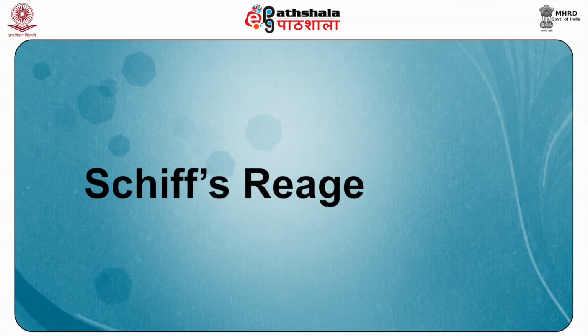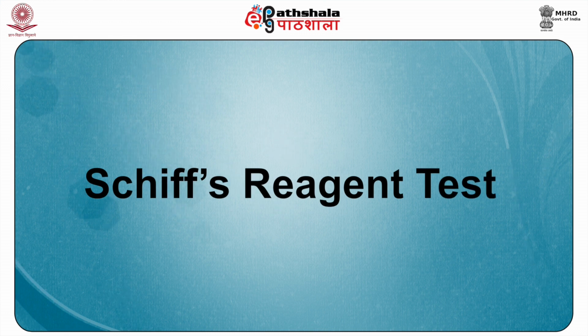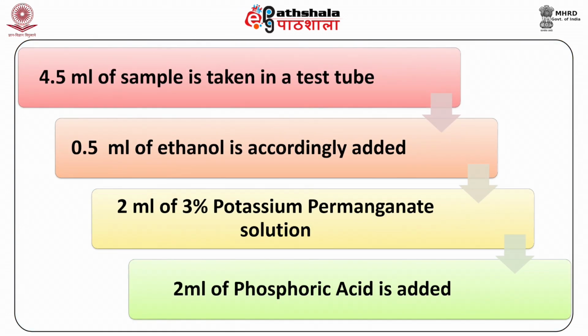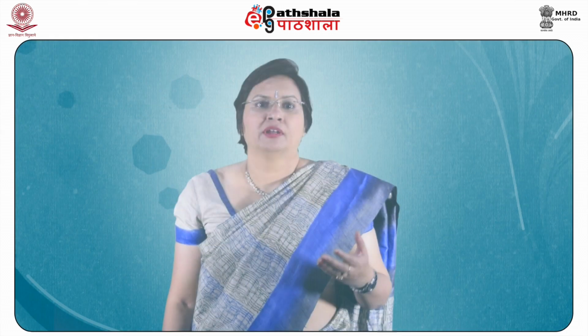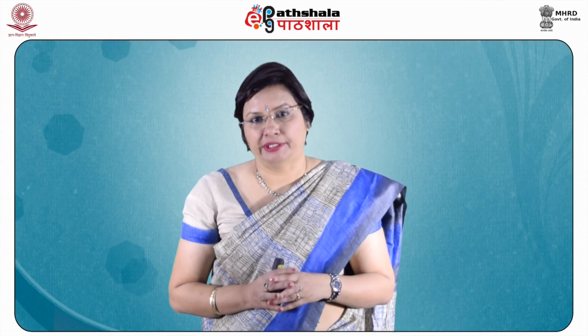Let us now consider another test for methanol, which is the Schiff's reagent test. And how is this done? About 4.5 ml of sample is taken in a test tube and 0.5 ml of ethanol is added, so that the sample is fortified accordingly, so that the 5 ml volume contains 0.5 ml ethanol. 2 ml of 3% KMnO4 solution and 0.2 ml of phosphoric acid is then added. The whole content is then left for 10 minutes.